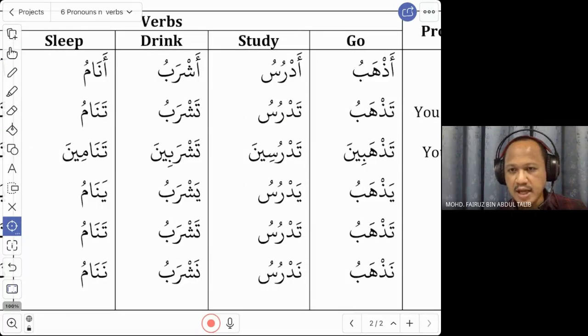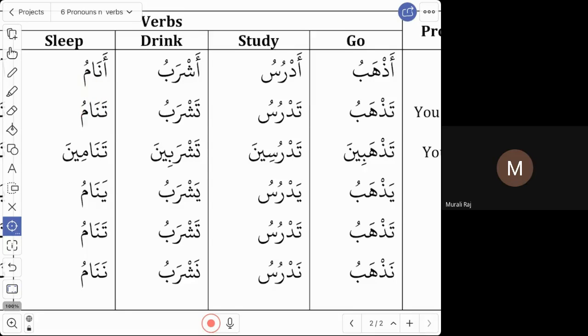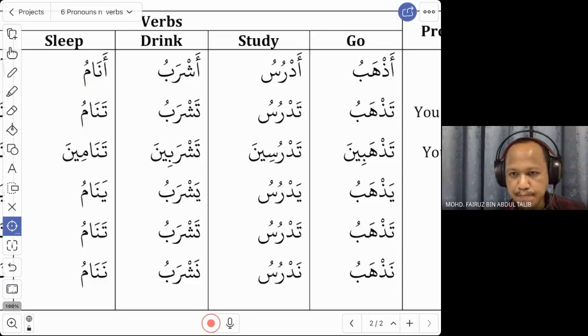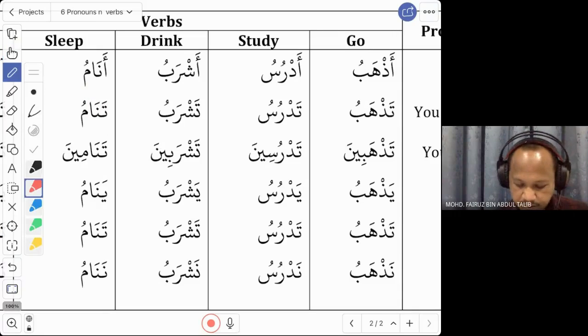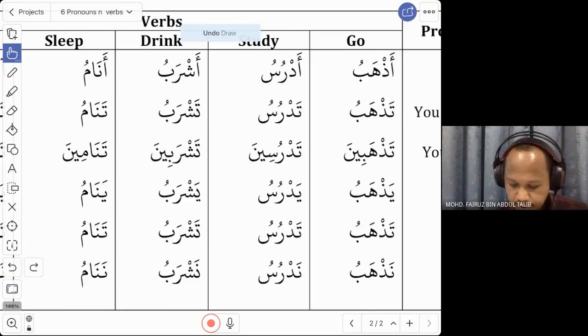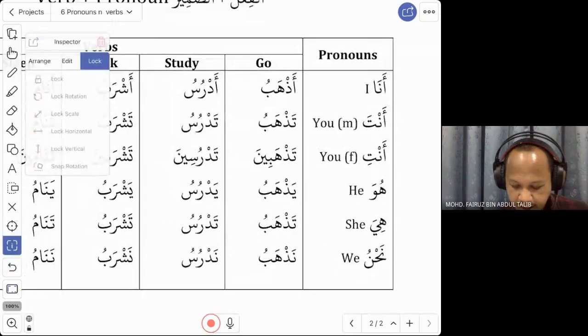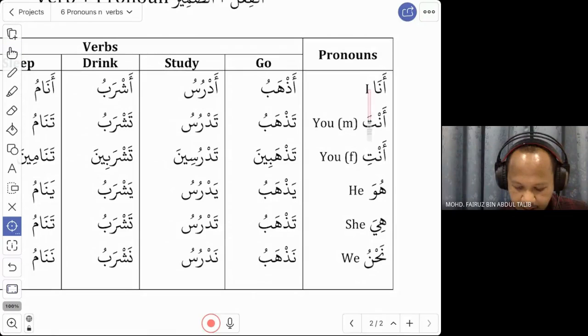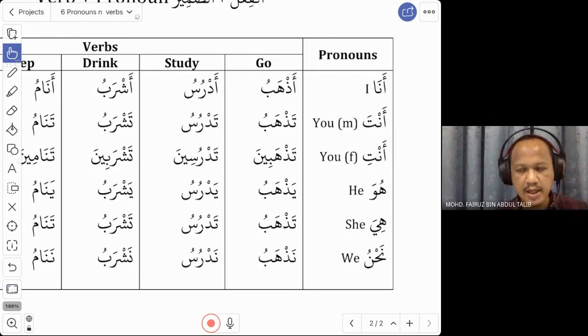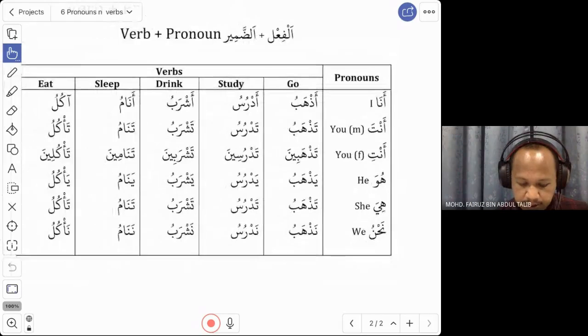Next verb is sleep. You want to say I sleep. This is the word, anamu. Yes, anamu. Or you can just say anam. So again, you skip the last vowel. So both are correct. Anamu, anam. You combine this with ana. So we say, ana anamu. I sleep. All right? Yes, good.